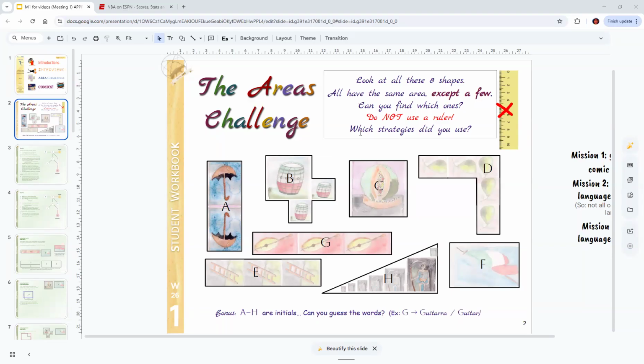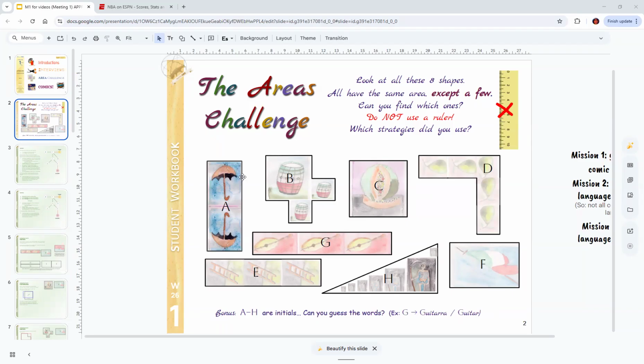Look at all these shapes. All have the same area except a few. Can you find out which ones? Do not use a ruler. Which strategies did you use? And then we have a bonus about what's the meaning of these letters. Okay, so that's the challenge.